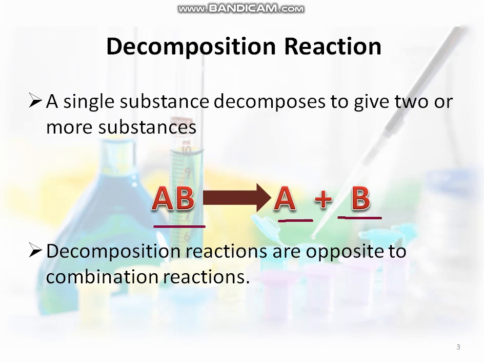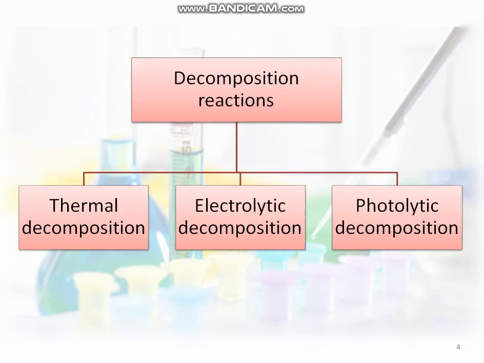here. And as you can observe, decomposition reactions are opposite to combination reactions. As we have seen in the previous slide, decomposition reaction can take place by three methods. First one is thermal decomposition, second one is electrolytic decomposition, and third one is photolytic decomposition.